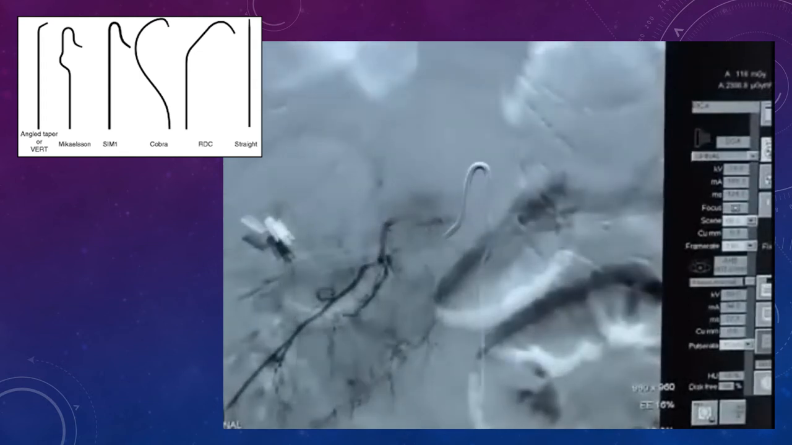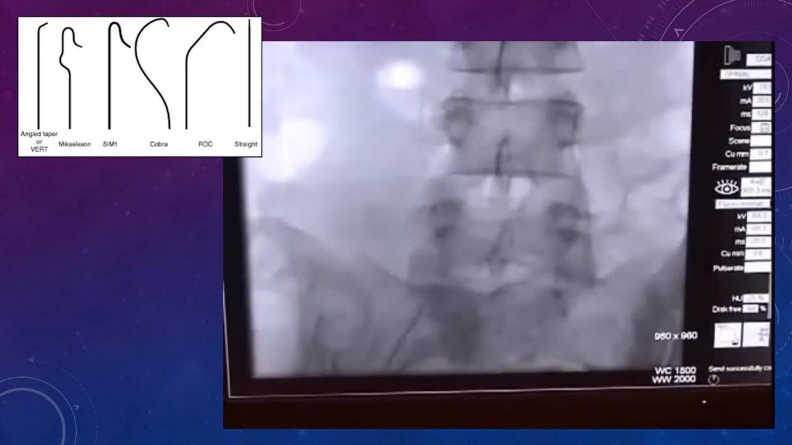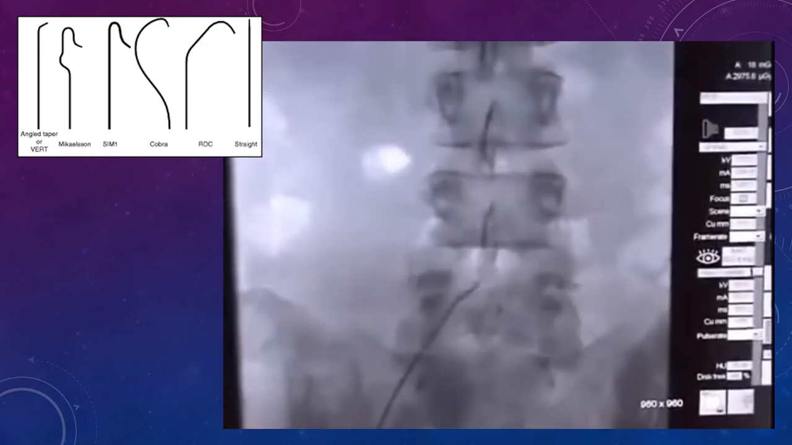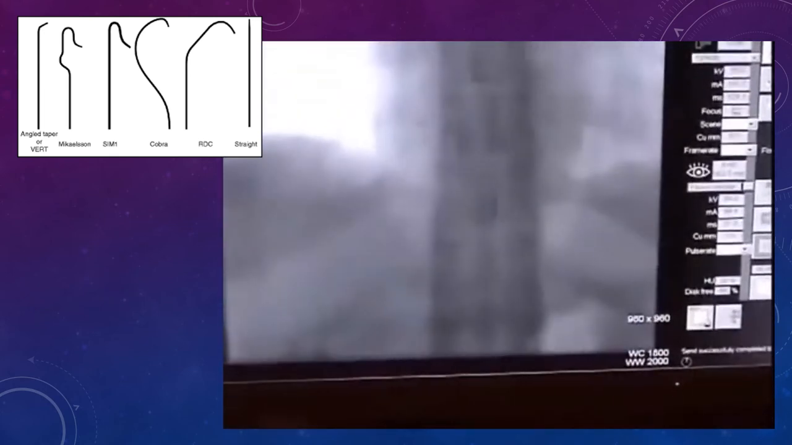Okay, here the Cobra catheter shown previously is being advanced. It simply has a different shape. In some patients one catheter is used, in others another is used, or sometimes combinations of the two depending on the anatomy.